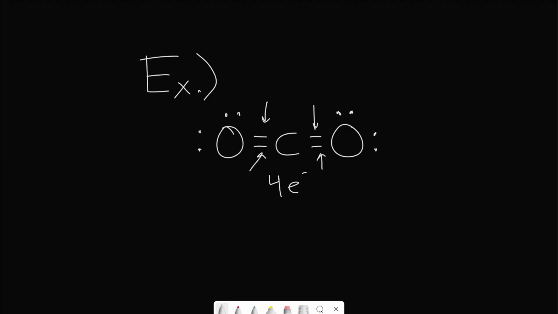Therefore, 4 minus 4 gives me a formal charge of 0, and that is the most stable, so that's perfect. The same thing we did on the left side would also apply to the right side, and so the formal charge of that oxygen is 0 because everything has a formal charge of 0. This is absolutely the most stable configuration for carbon dioxide, and I really don't expect many other resonance forms.